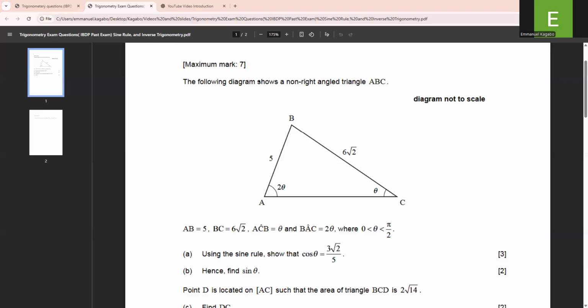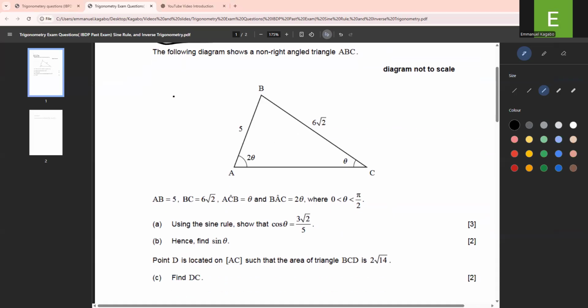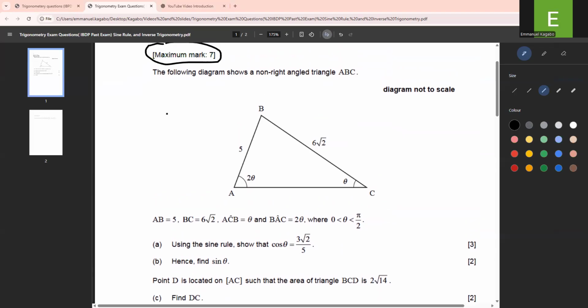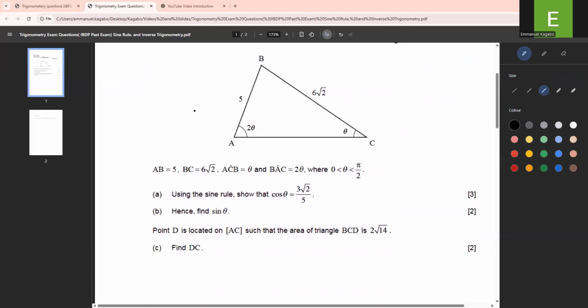Okay, very good. This question has how many marks? 7, right? Do you see that? Now, the following diagram shows a non-right angle triangle. That's a key word here as well. So then they gave you the sides of a triangle. Then they said, wow, they were very generous here. They told you using sine rule, like a hint, okay? Then show that cos theta is equal to that. Okay, let us try to do the question.